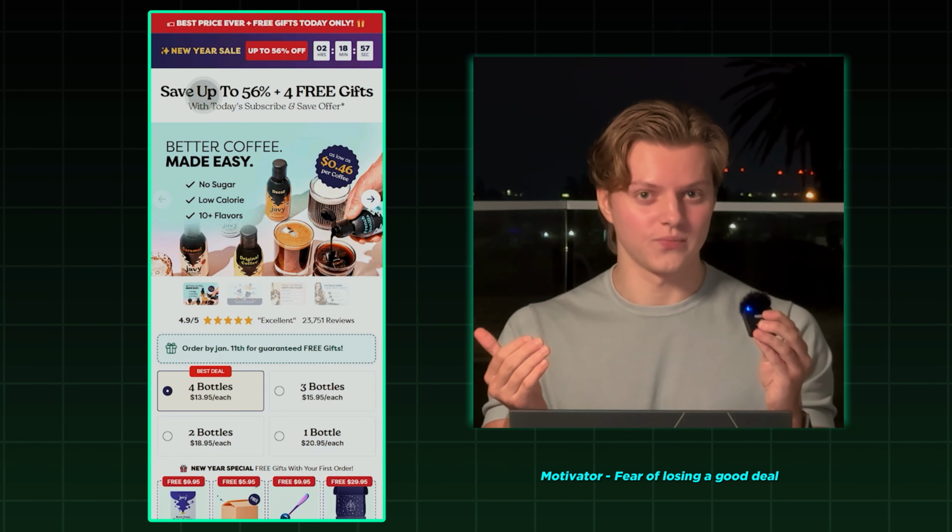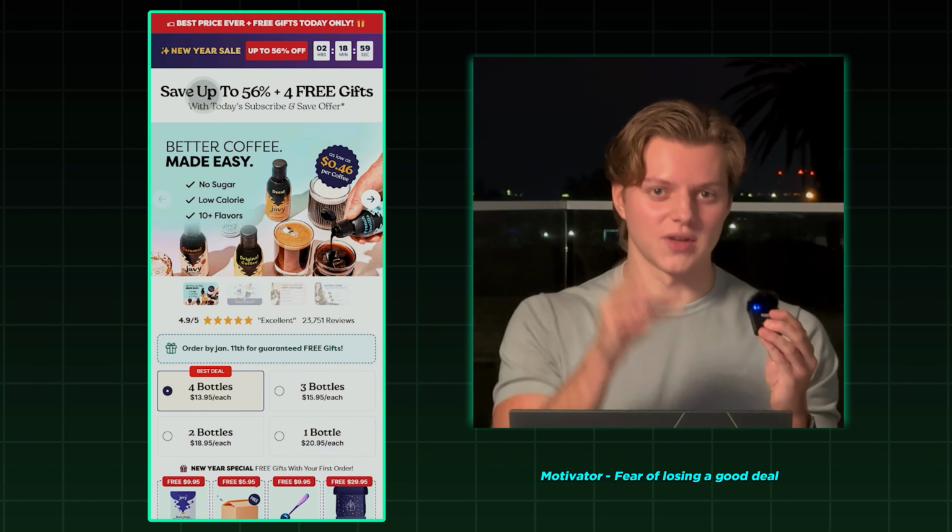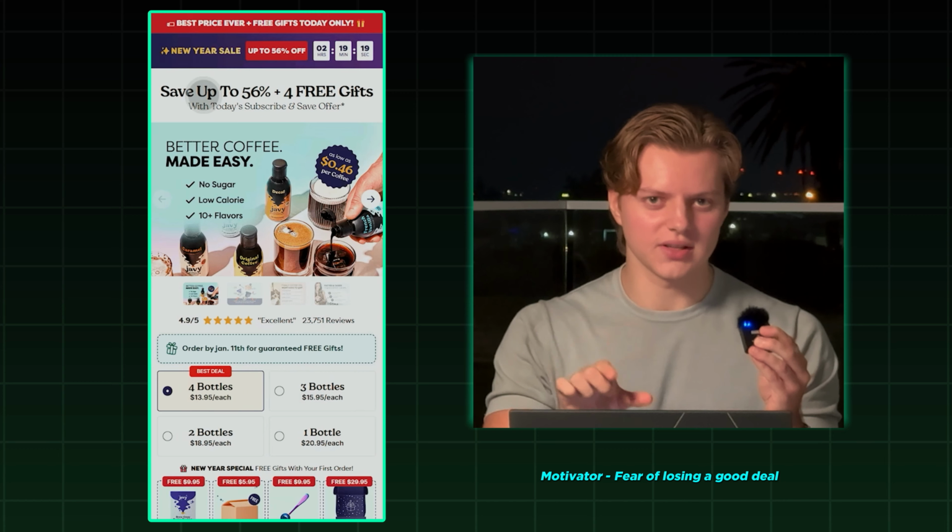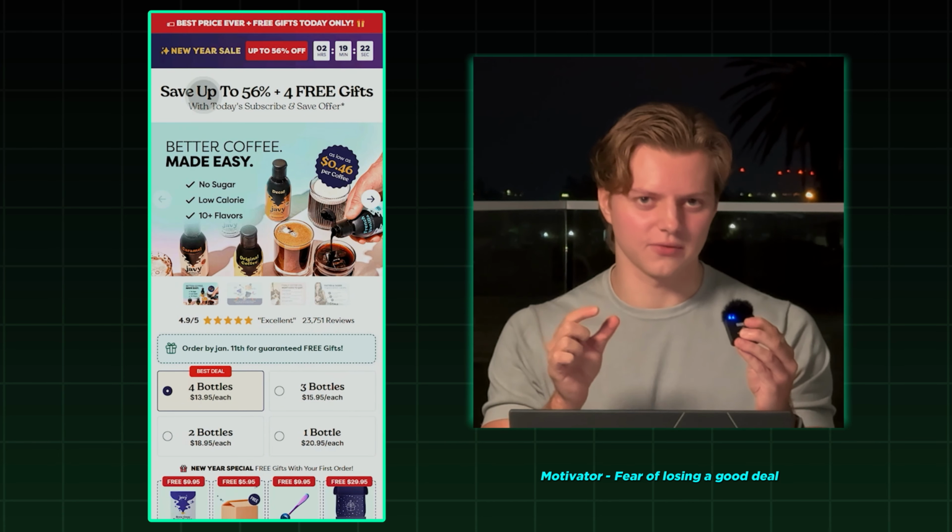So what do you actually know? You only know that this is valid today, but it very well might be available tomorrow as well. But you don't know that. And this uncertainty is the fear of losing a good deal. Even though this is a tiny detail, this is a very impactful framing.